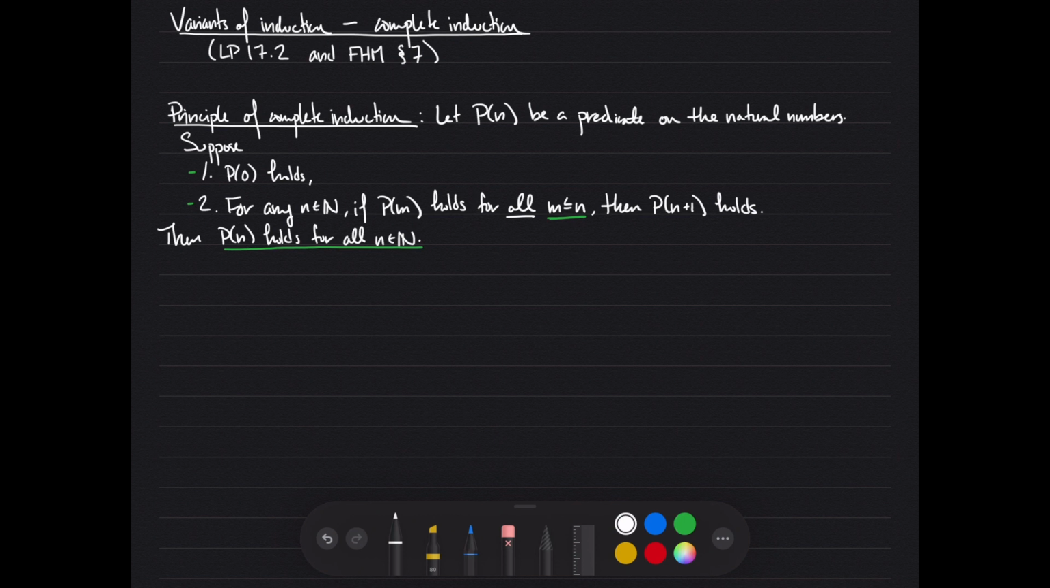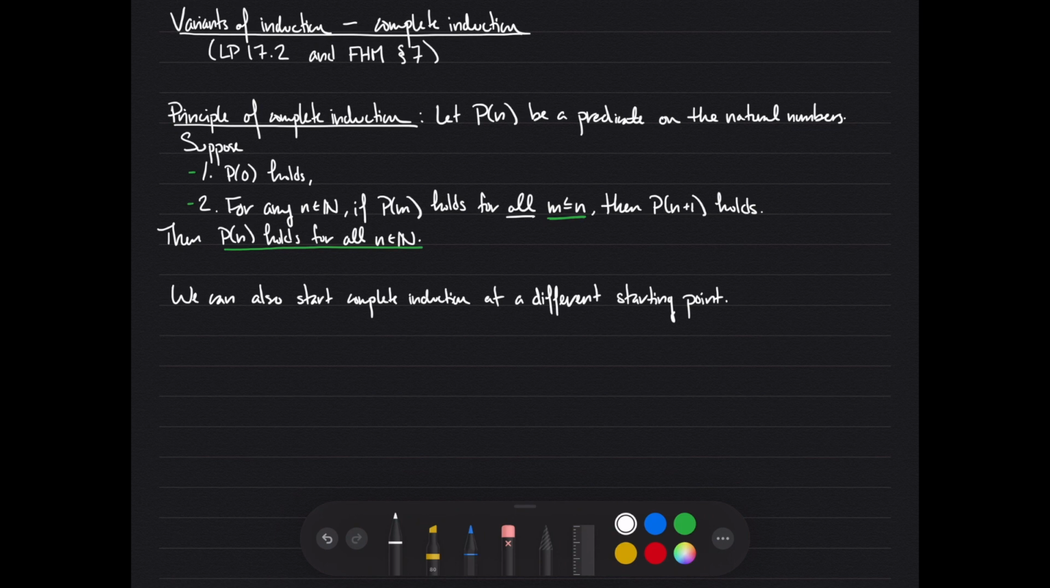Okay, and I also want to point out, which we'll see in the following example, that we can combine this variant of induction with the last one that we talked about, from a starting point. We can start complete induction not at 0 as I've written it here, but at any number. So we can start complete induction at 0, or we can start it at any other point.